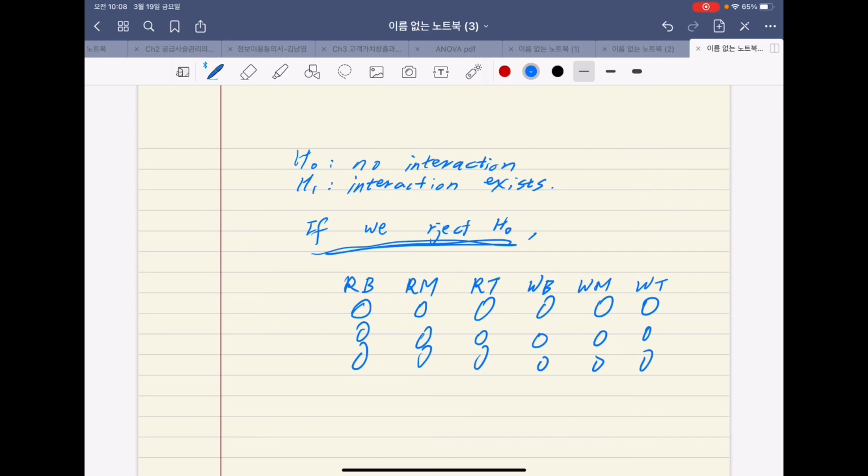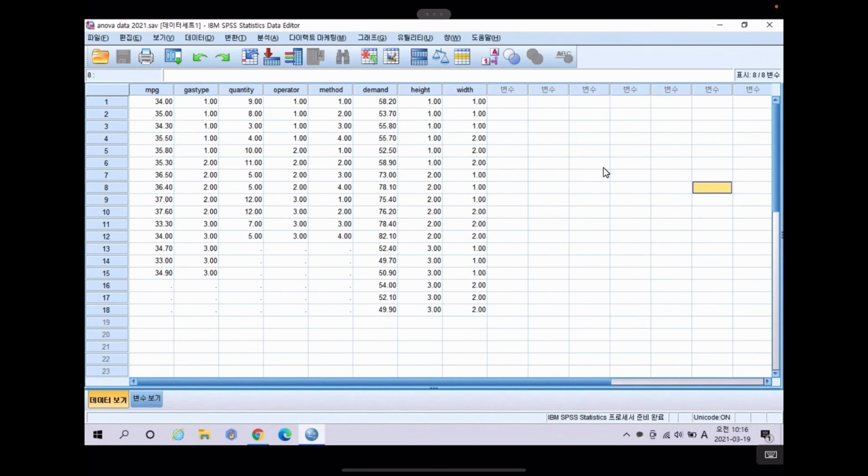to get the output for the two-way ANOVA with the repeated measures. So let me show you how to get the output for the case where we have a two-way ANOVA with the repeated measures. I already put the data here. This is height, since we have three treatments, so I used 1, 2, 3, and we have a width here. We had two treatments, so I used 1 and 2, and these are the demand.